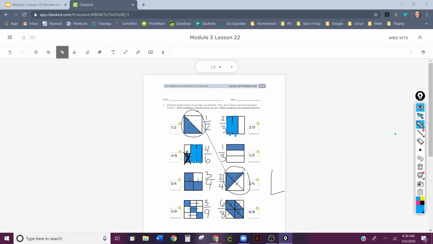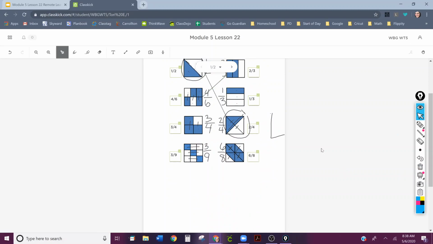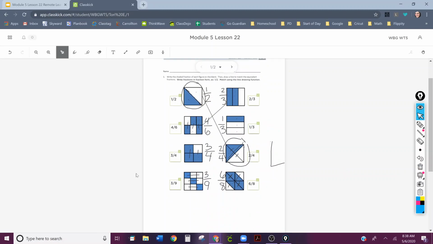So now we're going to take our line function, and we're going to click on this shape and drag it to this shape because those two are equivalent fractions. Okay. Now let's see what's next.